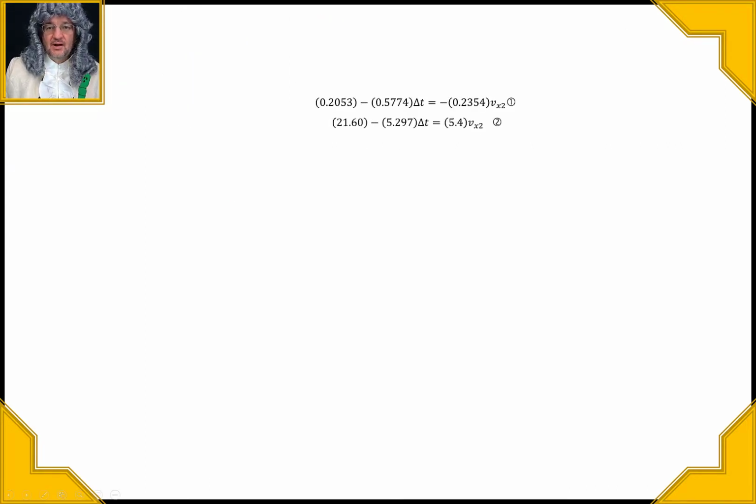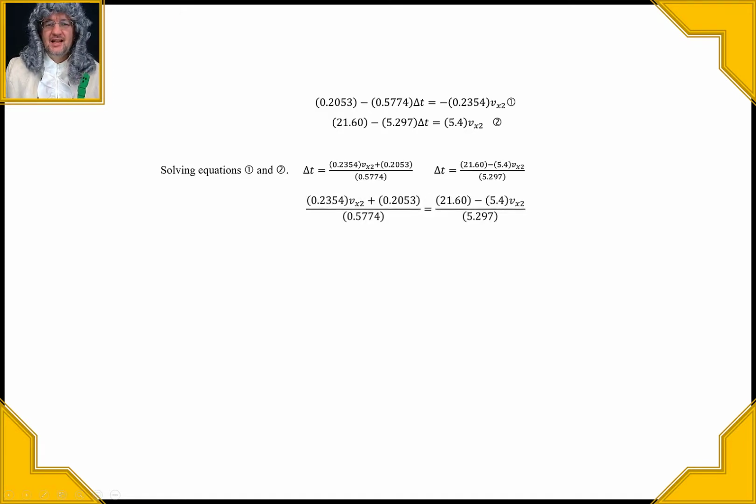So I rewrote them out over on this slide, and I'll solve for time in both of them, and then equate those two things together. Because of that, I can now solve for my velocity. It started out at 4 meters per second, and it's finishing up at 2.61 meters per second. That makes a pretty good amount of sense. It seems reasonable.